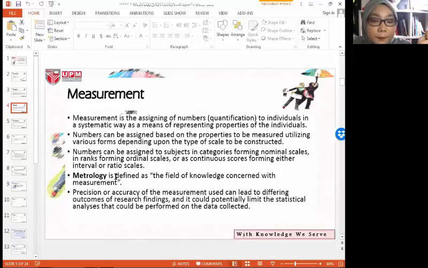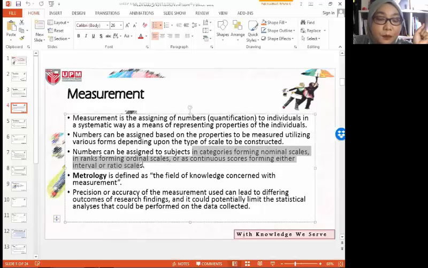Measurement is also related to the precision or accuracy of the measurement used, which can lead to differing outcomes of research findings, and it could potentially limit the statistical analysis that could be performed on the data collected. So for those who do quantitative, as I said again, when you want to choose the instrument to measure your variables, you need to consider their attributes.